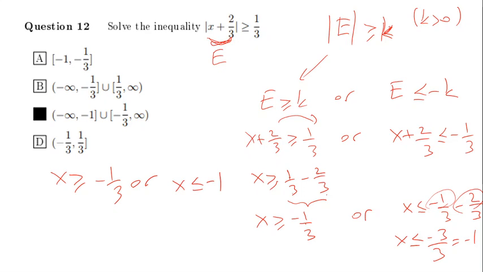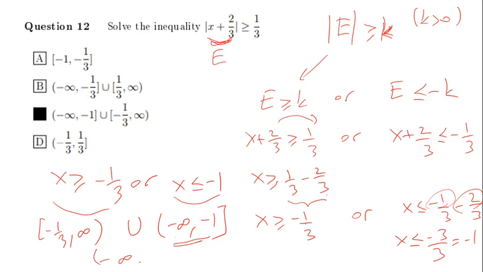Now you can change them into intervals. So one of them is minus 1 over 3 to infinity, union negative infinity to minus 1. This part is on the left side because of the negative value here, negative infinity. So you can write it this way, and then minus 1 over 3 to infinity. Which gives us this one here.